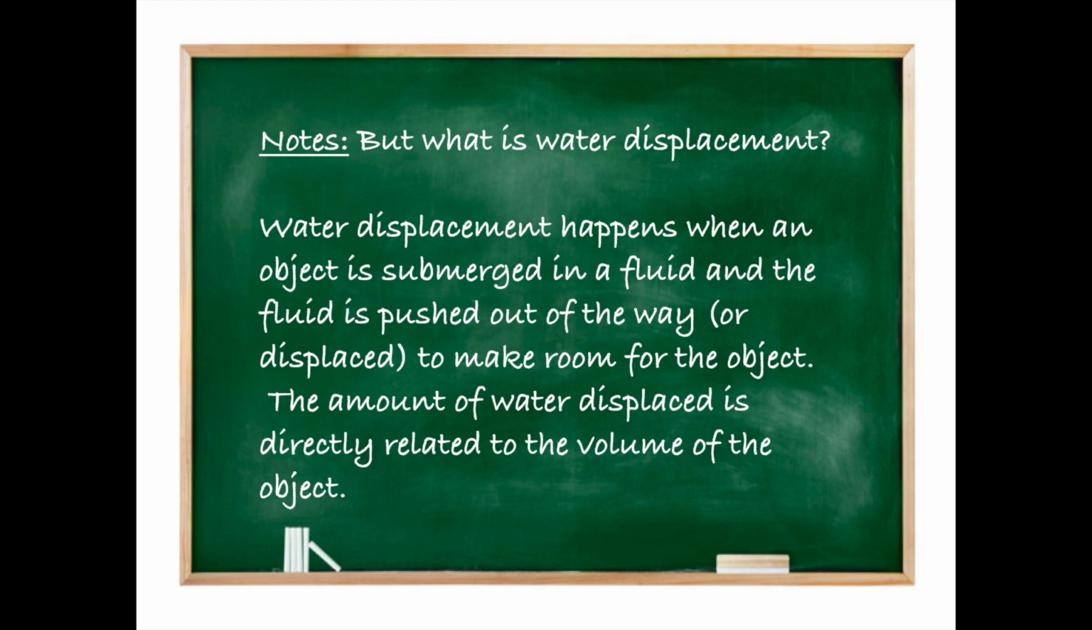But what is water displacement? Water displacement happens when an object is submerged in a fluid and the fluid is pushed out of the way, or displaced, to make room for the object. The amount of water displaced is directly related to the volume of the object.